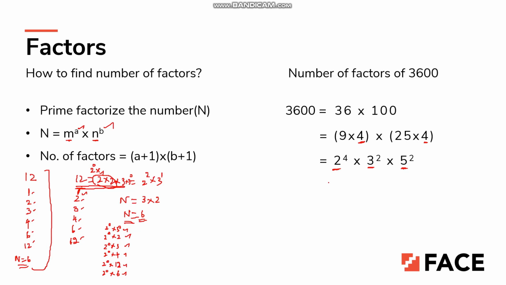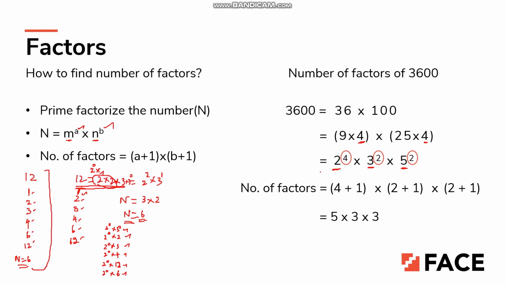So now it is very easy for us to find the number of factors, so we have to increase the powers by 1, right? So firstly, this 4's power is increased by 1, into this 2's power is increased by 1, into this 2's power is increased by 1, right? So 5 into 3 into 3, which is nothing but 45, right?